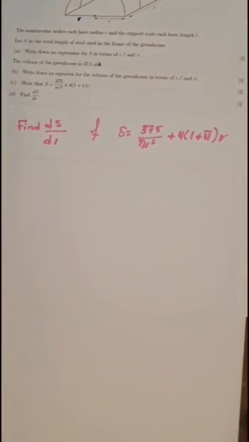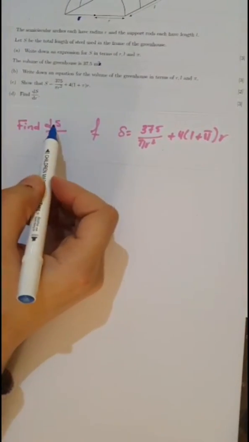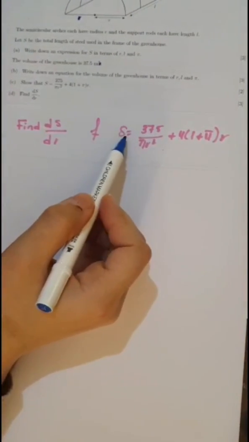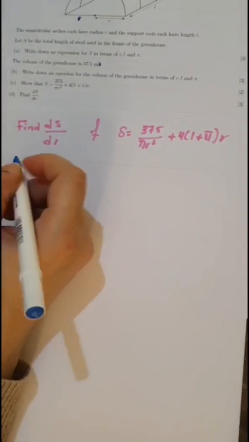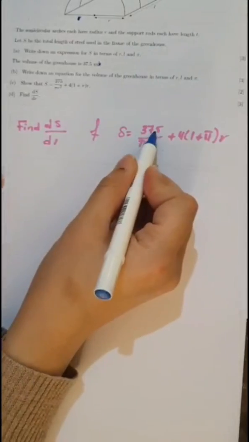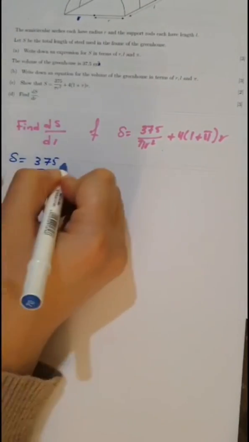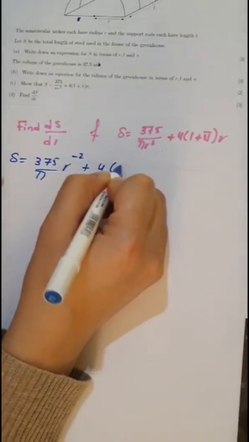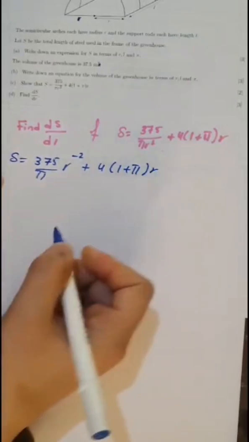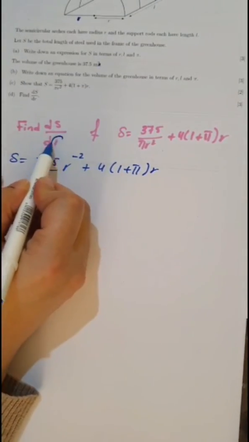Now we need to go for part D. They are asking me to find the derivative of S function in terms of r. So what I'm gonna do in this case, I'm gonna put r up, so it will be S equal to 375 over pi multiplied by r to the power of -2 plus 4 plus 1 plus pi multiplied by r. R here is to the power of -2 because I need it in terms of r.